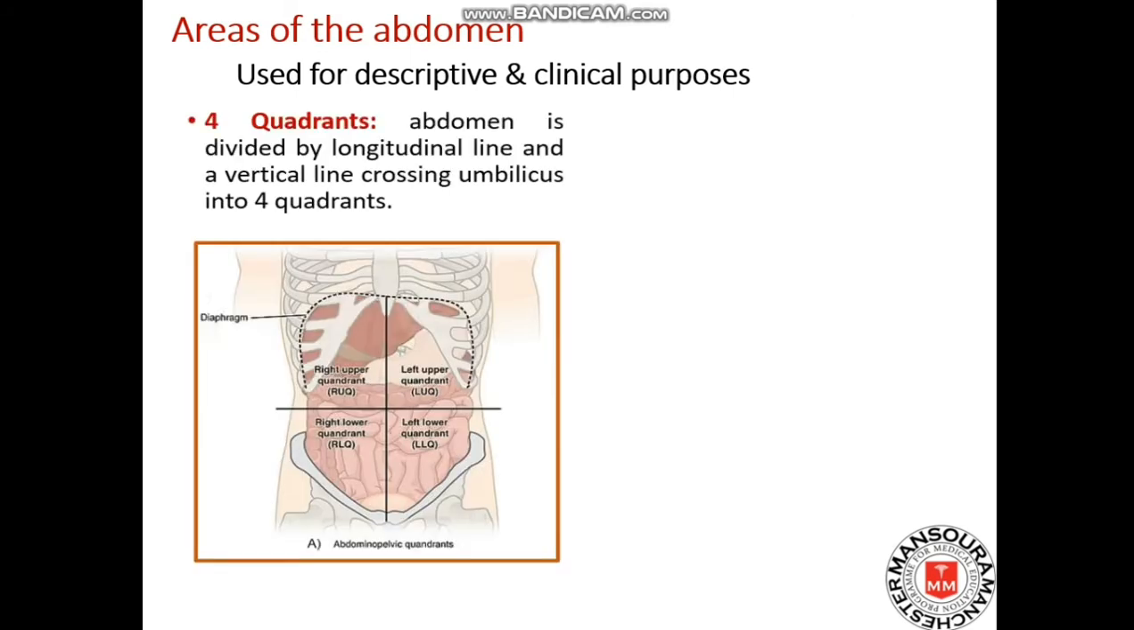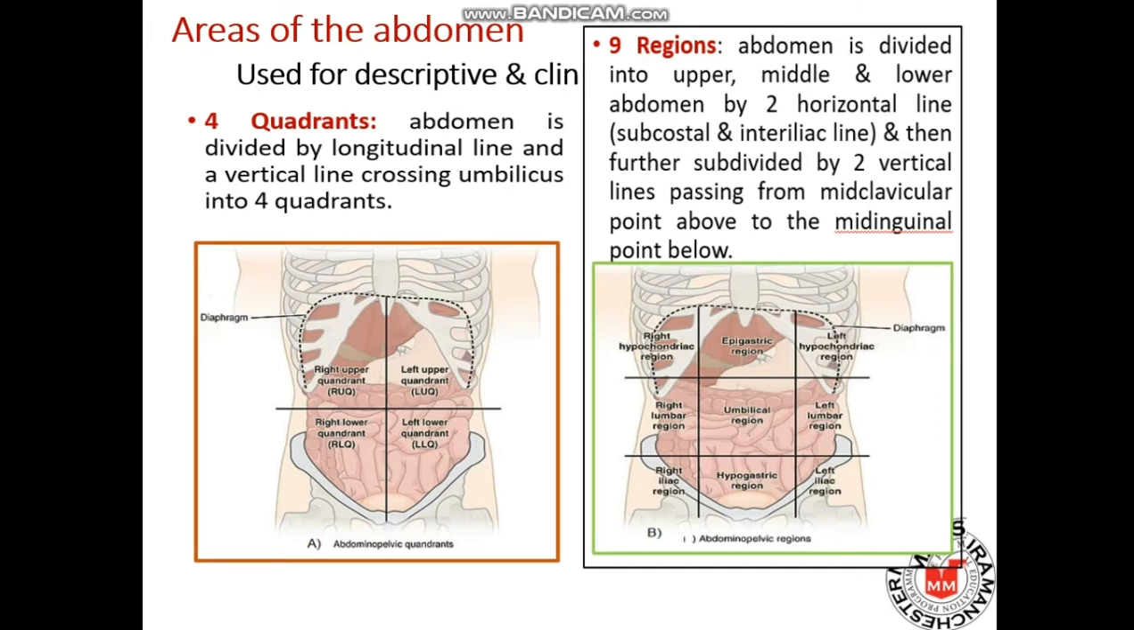The abdomen is divided by a longitudinal line and a horizontal line crossing the umbilicus into 4 quadrants: right upper quadrant, left upper quadrant, right lower quadrant, and left lower quadrant. It is also divided into 9 regions. The abdomen is divided into upper, middle, and lower abdomen by 2 horizontal lines, the subcostal and interiliac lines, and then further subdivided by 2 vertical lines passing from the mid-clavicular point above to the mid-inguinal point below.